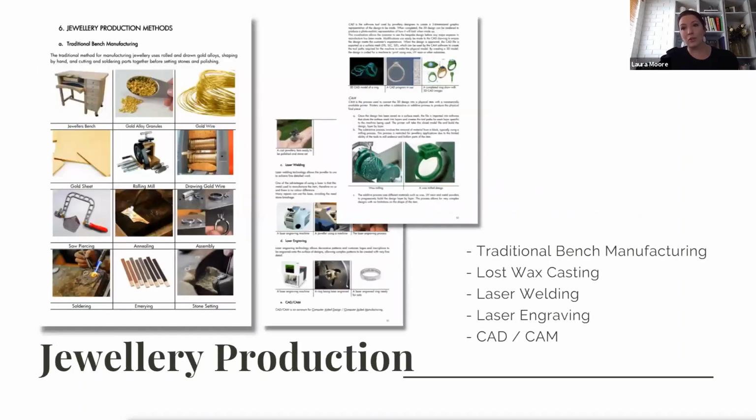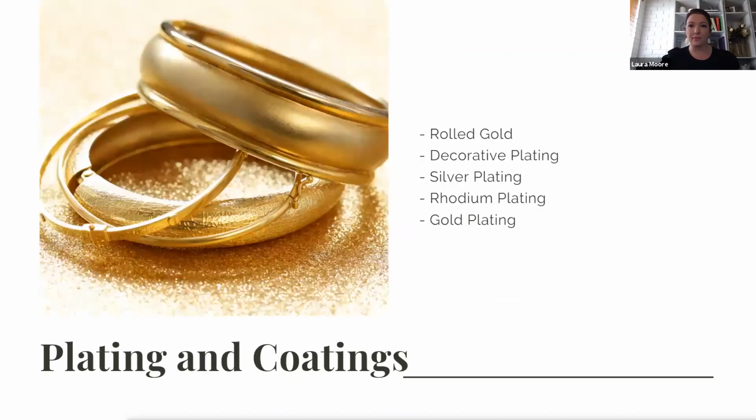Traditional and modern jewellery production techniques are covered in the JAA Technical Guide, and all techniques are described using steps and images to show the process. Techniques covered are traditional bench manufacturing, lost wax casting, laser welding, laser engraving, and CAD-CAM.